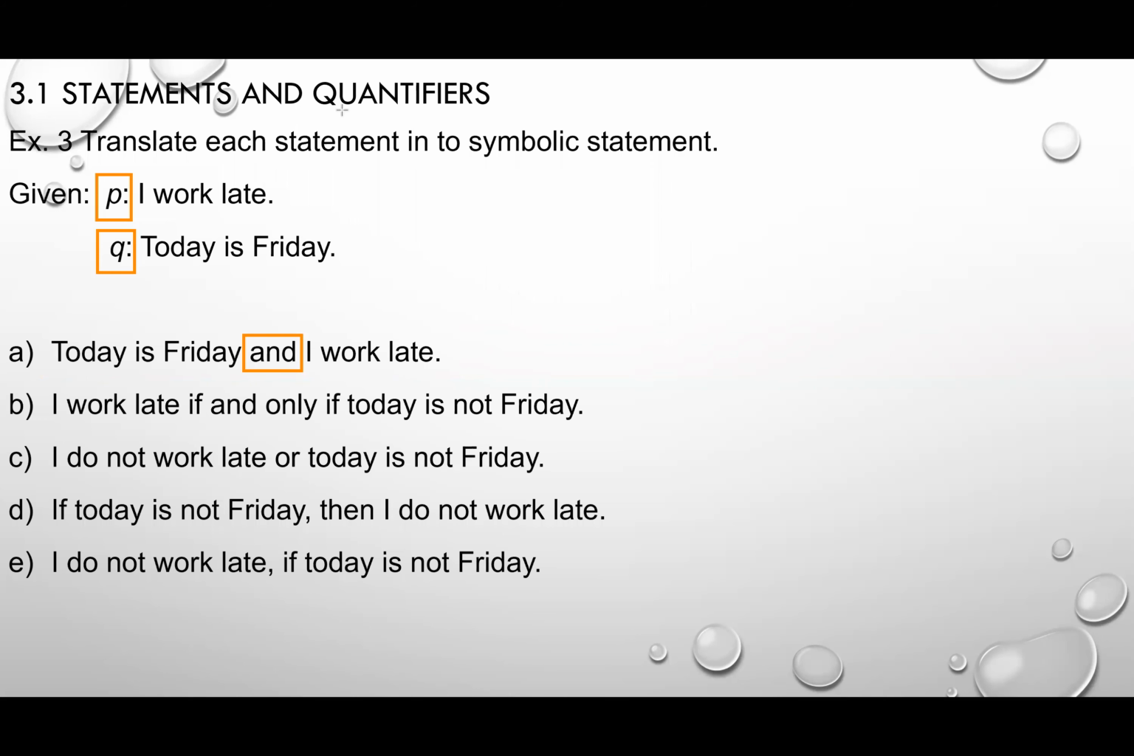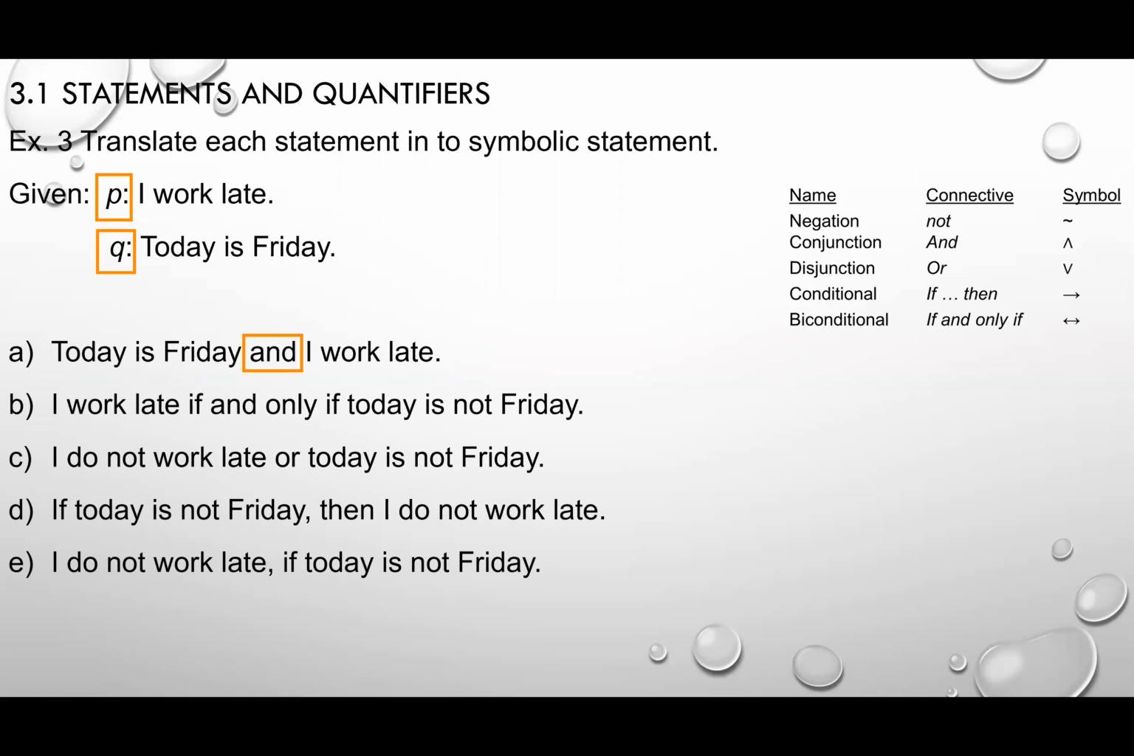So how do we translate this to symbolic? Again, our cheat sheet comes up. The first thing is "today is Friday," that is my Q. And the word "and," what is the symbolic for "and"? My "and" is the upside down V. And "I work late" is the P. So my statement is "today is Friday and I work late." Our goal is to convert this to symbolic, which is Q, my Q statement right here, upside down V, P, okay?